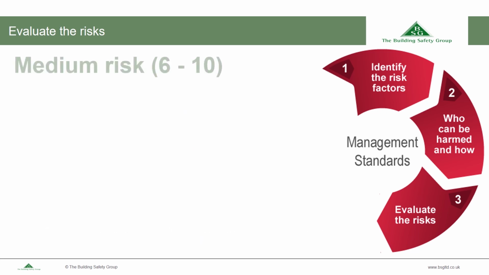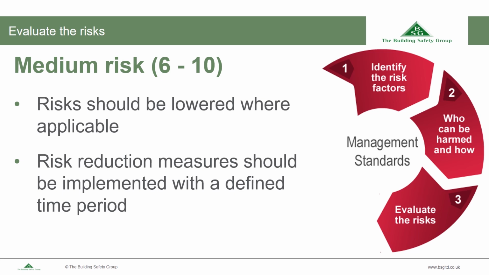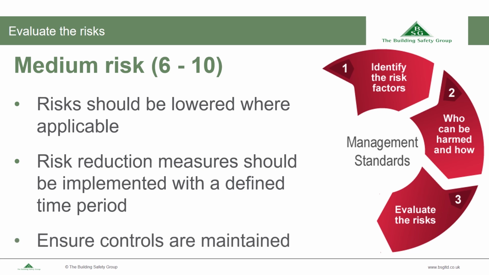When a risk is medium, consideration should be given as to whether the risk can be lowered, where applicable, to a tolerable level and preferably to an acceptable level. But the costs of additional risk reduction measures should be taken into account. The risk reduction measures should be implemented within a defined time period. Arrangements should be made to ensure that once the control measures are in place, they are maintained, particularly if the risk levels are associated with harmful consequence.